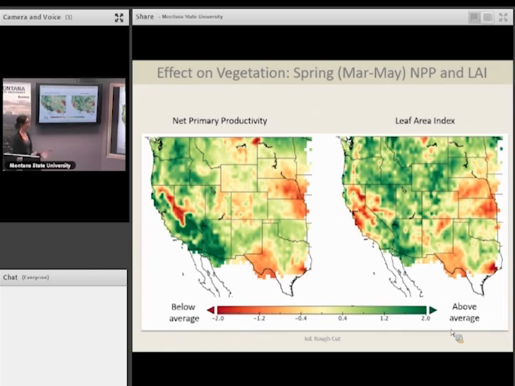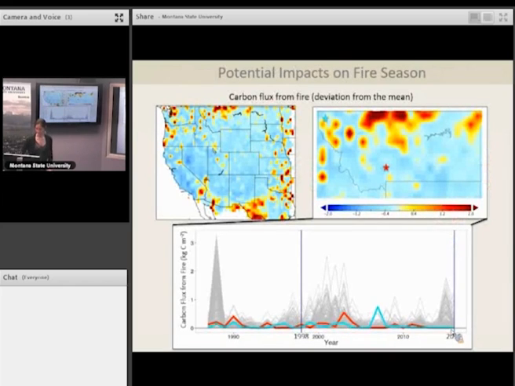But how does this translate into impacts on the fire season? This, again, is a plot showing carbon flux from fire over time. These are absolute values, not deviation from the mean. And the first thing that should jump out on this graph is just the 1988 fire season, which, like Kristen showed, is simulated fire, so not actual data. But the model does show a big spike in fire emissions for that year when we did see large fires.